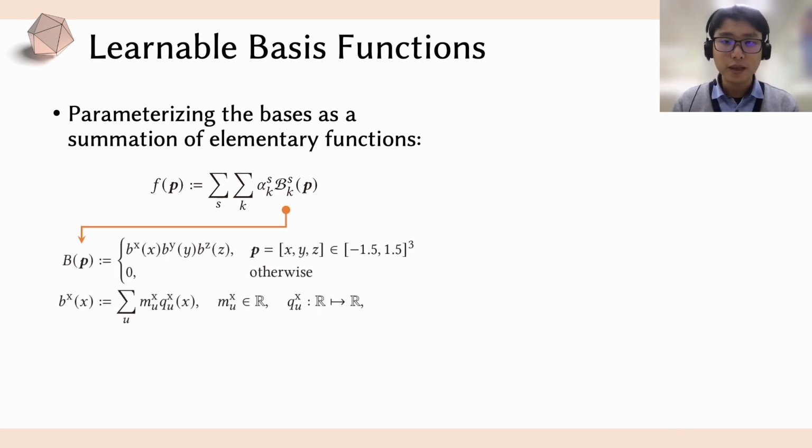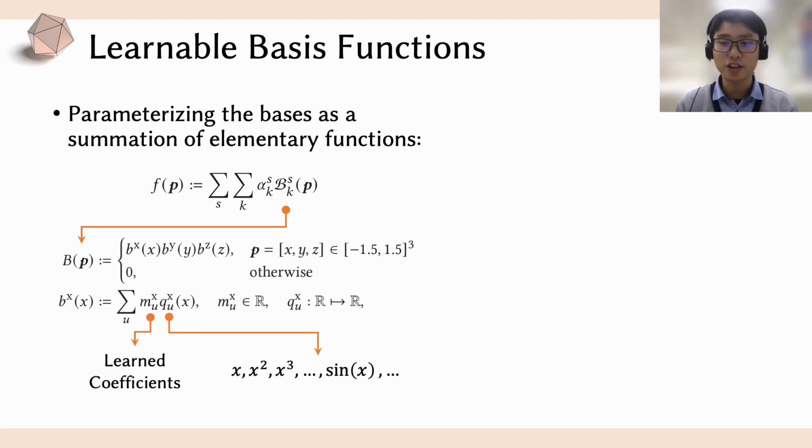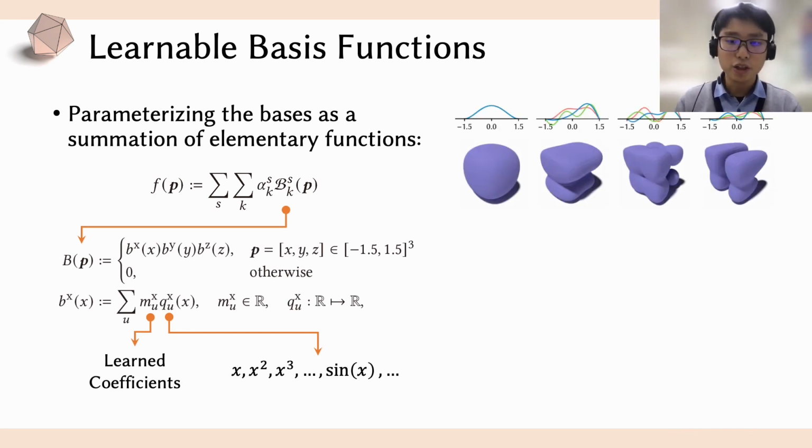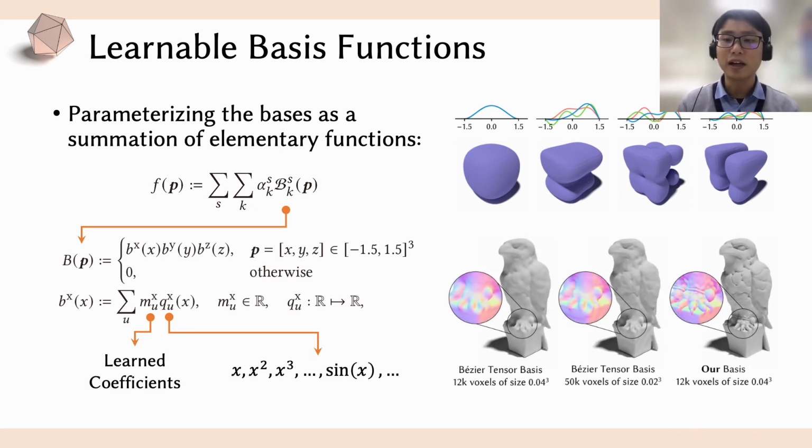So specifically, we parameterize the basis as a summation of elementary functions. These elementary functions include polynomials and trigonometric functions that reflect high-frequency details. They are later added using the learned coefficients that are predicted by the network. As shown in the figures on the right, using spatially varying basis functions enables a larger solution space for the implicit function, leading to geometries with better quality and a vast amount of details, while keeping the voxel sizes unchanged.